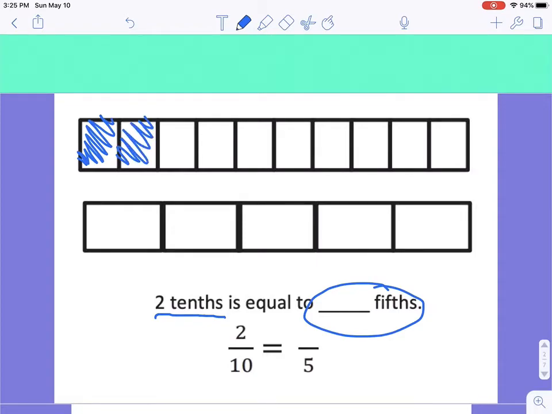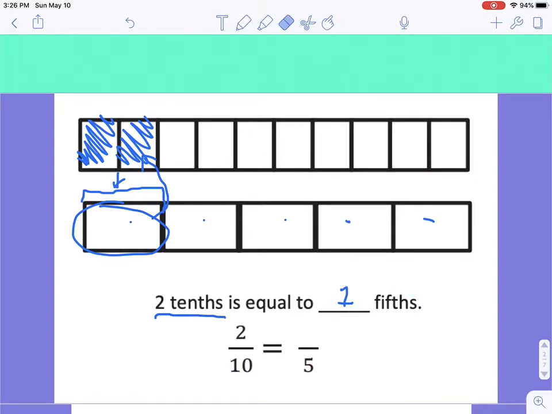Now if I look directly underneath, that's kind of what I'm looking at. I can see that just this one square takes up the same amount of space as 2/10. And if I look at these, 1, 2, 3, 4, 5, these are fifths. So I'm going to say just 1/5 is equivalent to 2/10. So I'm going to put the number 1 here. 2/10 is equal to 1/5.